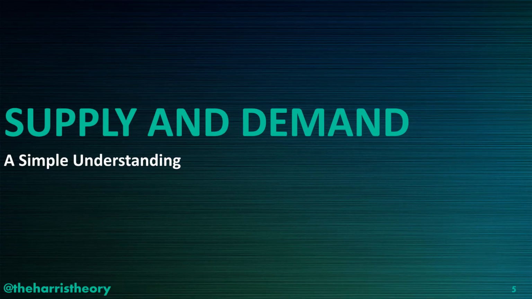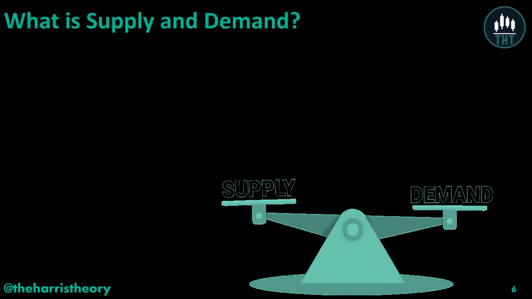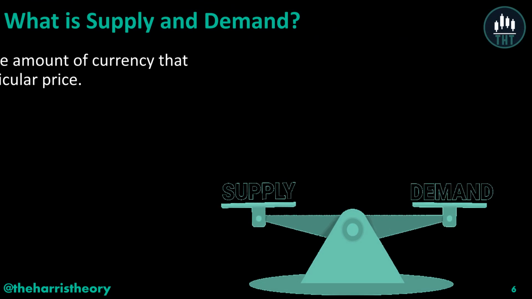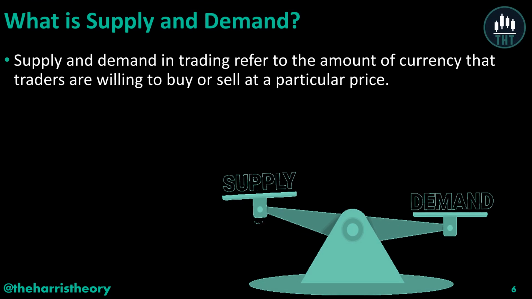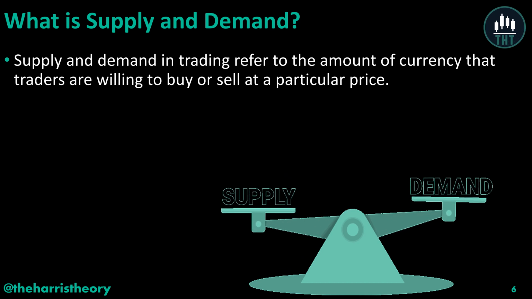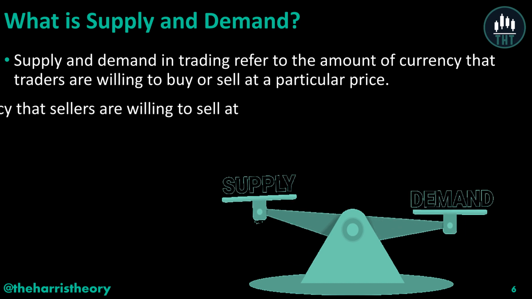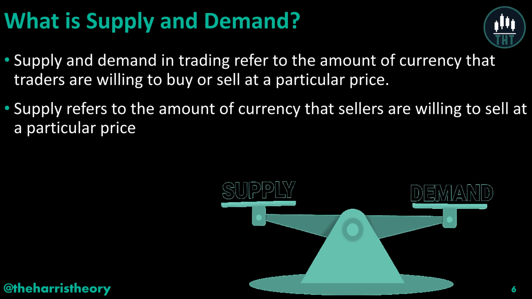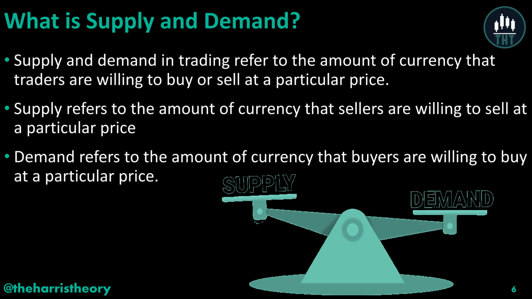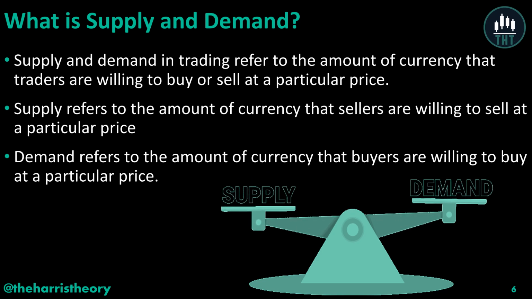Supply and demand, a simple understanding. What is supply and demand? Supply and demand in trading refers to the amount of currency that traders are willing to buy and sell at a particular price. Supply refers to the amount of currency that sellers are willing to sell at a particular price. And demand refers to the amount of currency that buyers are willing to buy at a particular price.